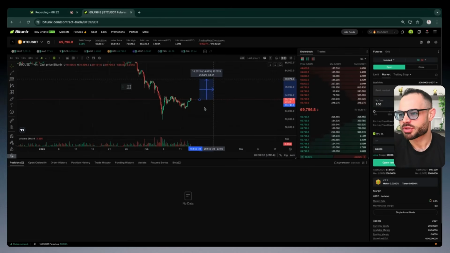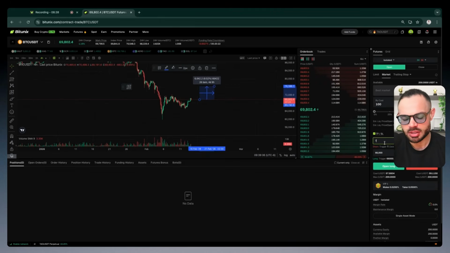And if price moves to the upside, perhaps we want to take a profit. If we move up to, let's call it $76,000, we can type in our take profit at 76,000, meaning we'll have a profit of $25 in the green if price moves to the upside. This is very important. This is where you need to be managing your risk as a trader, using perp dexes and using futures exchanges just like Bitunix.